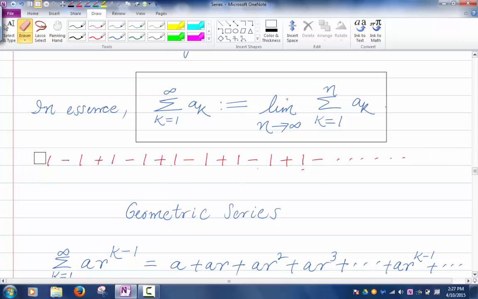So let's think about what the nth partial sum of this series is. I'm going to look at the even partial sums and the odd partial sums. What is the nth partial sum? It is basically 1 minus 1 plus 1 minus 1 plus and so on. What's the last term? It will be 1, but multiplied with what? Negative 1 to the what?